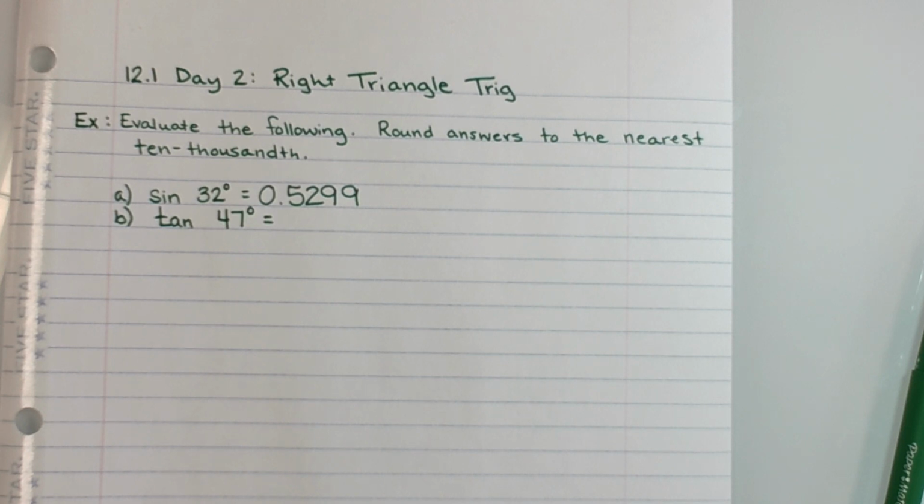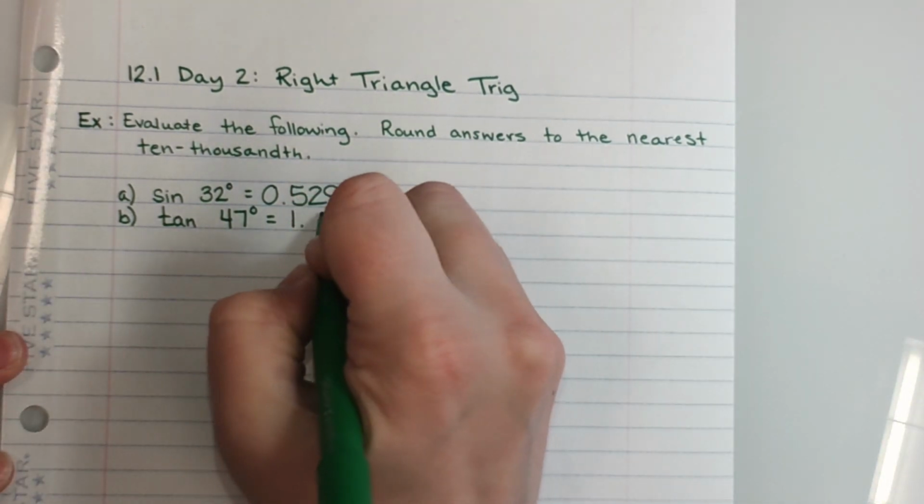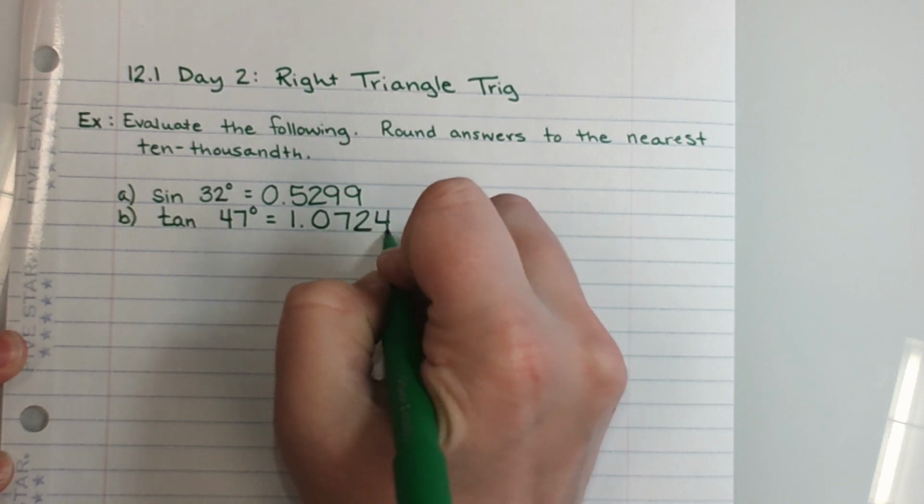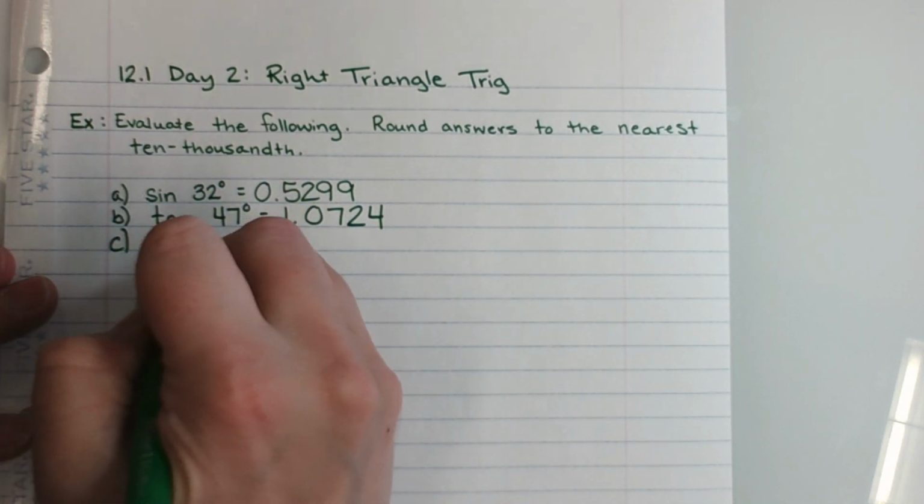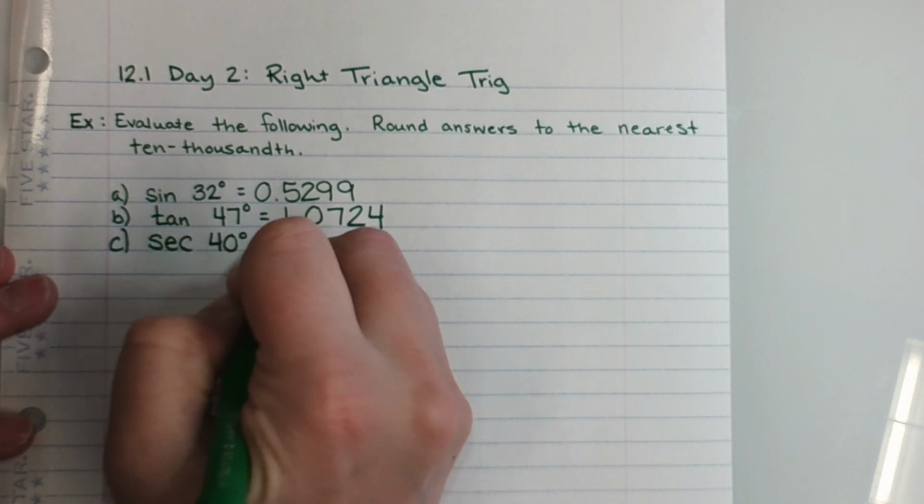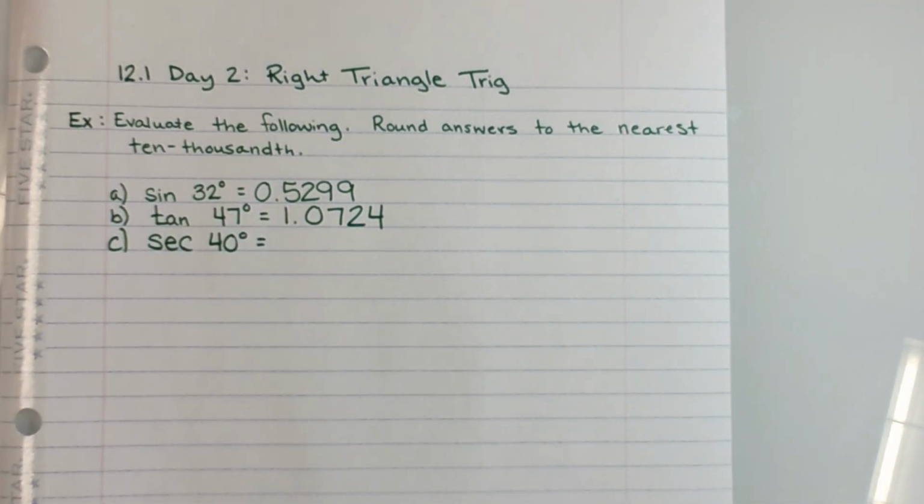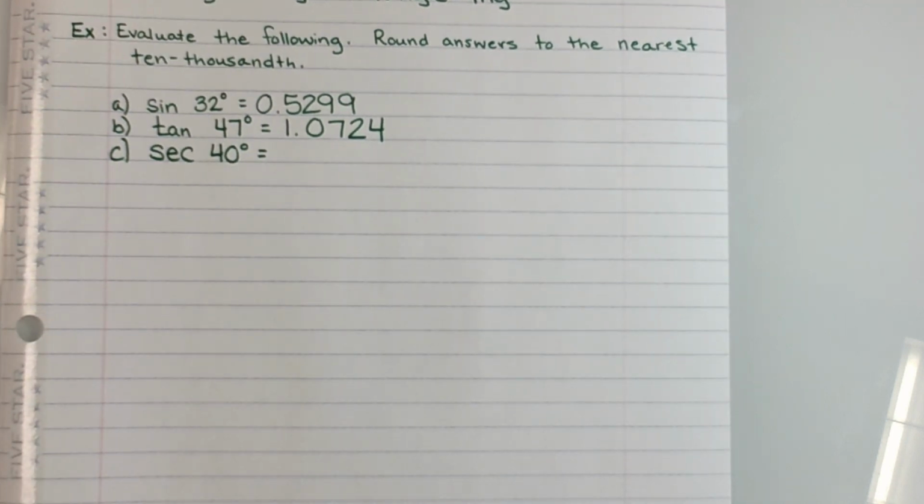Okay, tangent 47 degrees is our next one. And Sean, rounded to the nearest 10,000th, what do you get? 1.0724. You got it. Okay, we're gonna do just one more like this, then we're gonna move on. Last one, secant of 40 degrees.